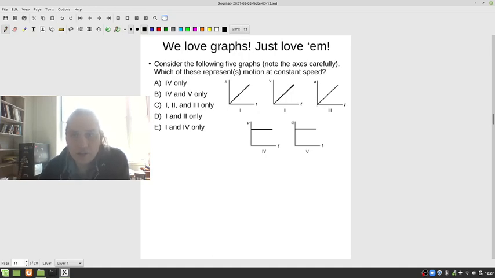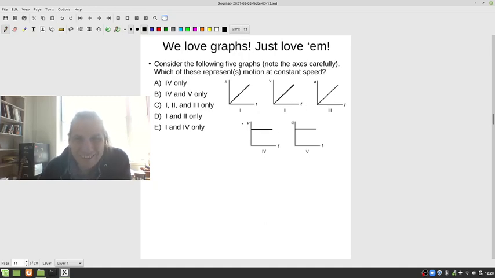Here's the acceleration versus time. Acceleration is positive, and the acceleration is in fact increasing, but that doesn't necessarily tell me whether I'm going forward or backward. If I'm going forward, I would be getting faster. If I were going backwards, I would be getting slower.